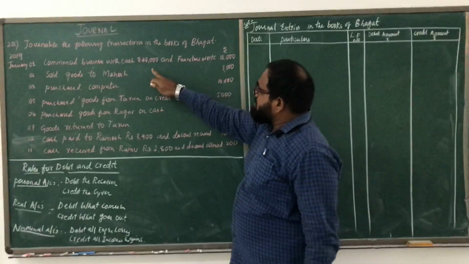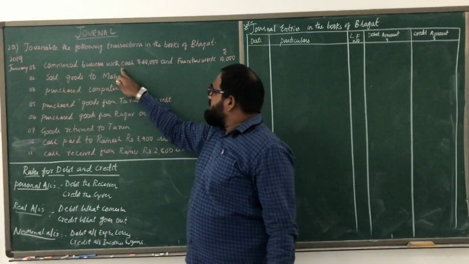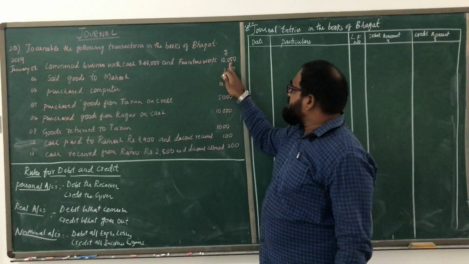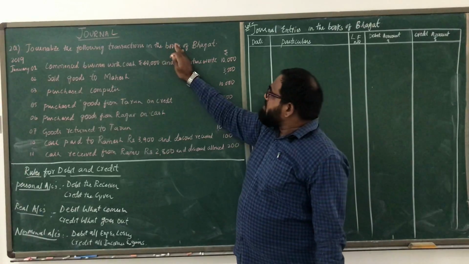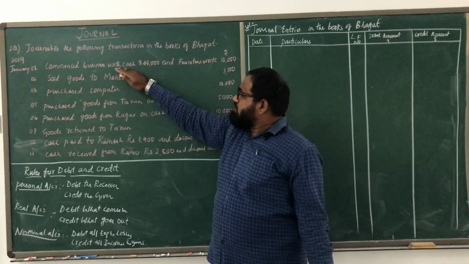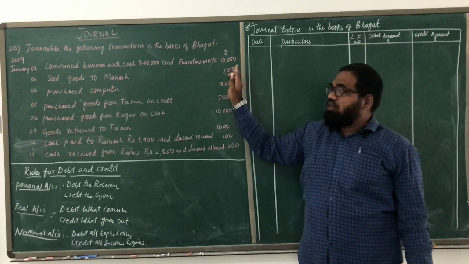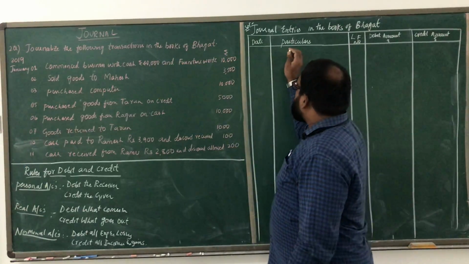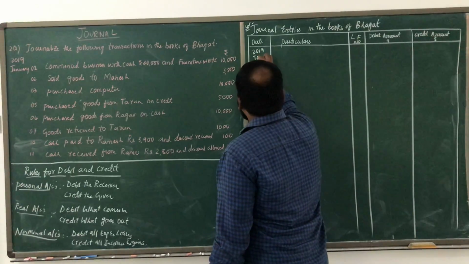So the first transaction is: 2019 January 1st, commenced business with cash rupees 40,000 and furniture worth rupees 10,000. So here the opening entry is needed. Bhagat is the name of the owner. He started his business with cash rupees 40,000 and furniture rupees 10,000. So these are both the opening balance of this year. First we have to start with the opening entry, 2019 January 1st.